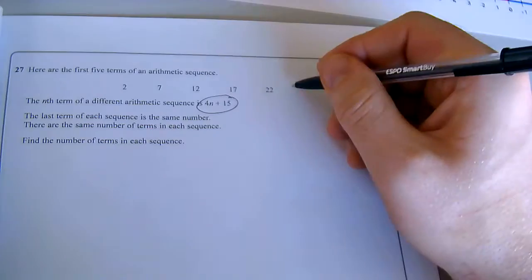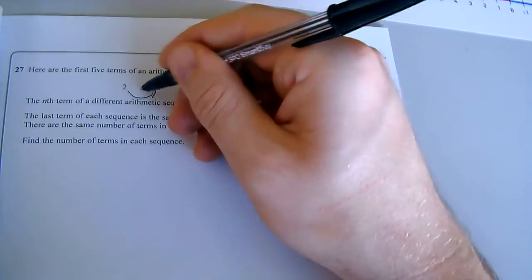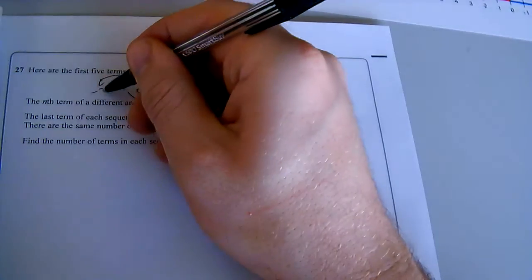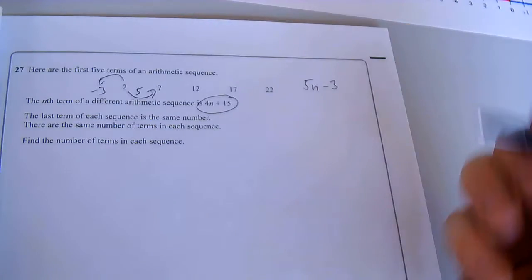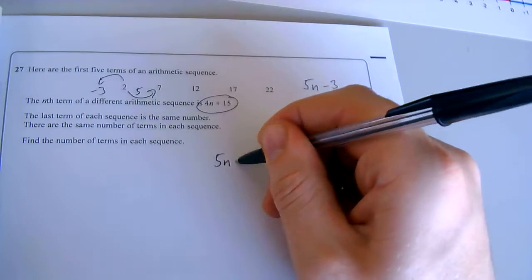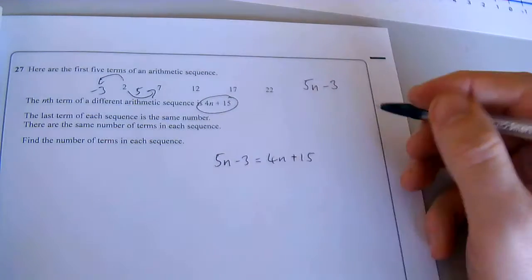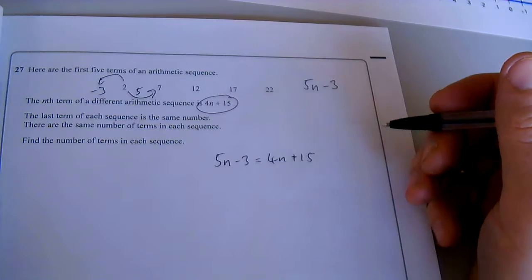So we're going to find the nth term first. So the gap is 5. So put 5n. Go back 5. That takes to minus 3. So our nth term is 5n minus 3. So 5n minus 3 was equal, or is equal to this at this value, this number, this term.